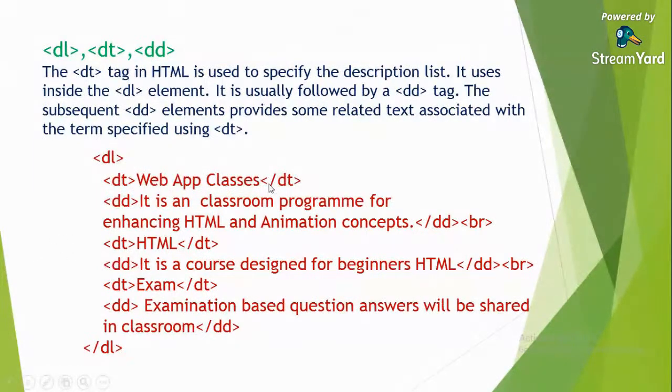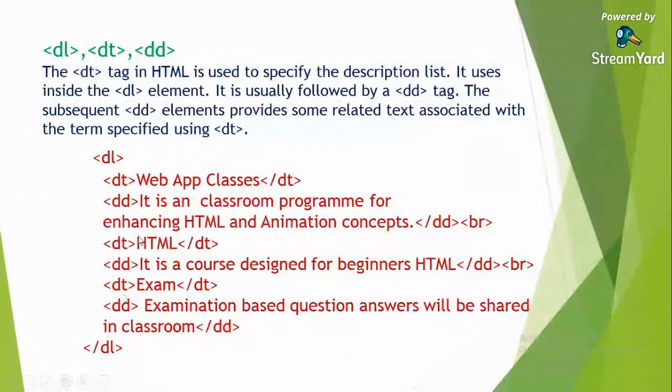This will be displayed as a heading tag. Then DD means its description, whatever things will be done in this web app classes. Suppose that type of things I have written here. Then I am closing the DD tag, and here I simply use a break tag. Break means it will come down to the next line.